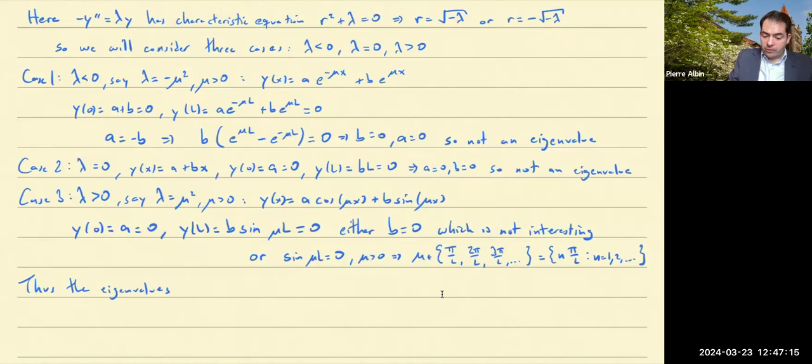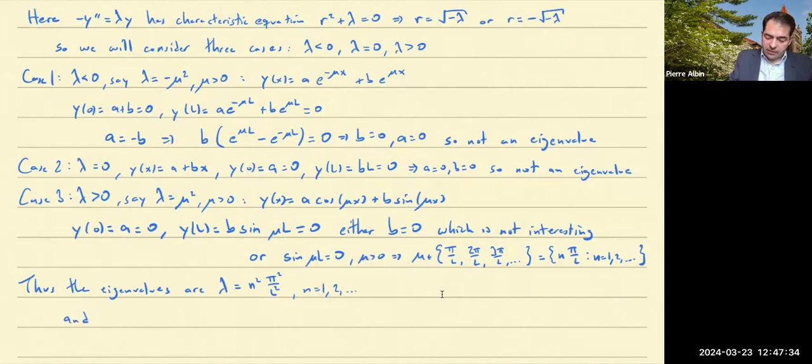Thus, the eigenvalues are the lambdas, right? Lambda was equal to mu squared, so this would be n squared pi squared over L squared, with n going through 1, 2, 3, and so on.